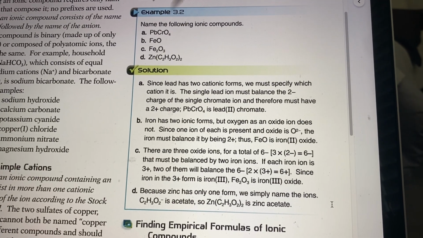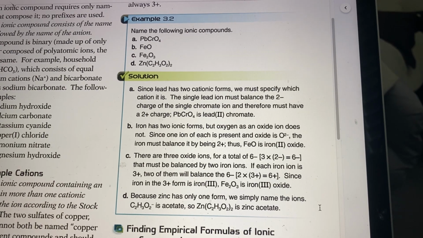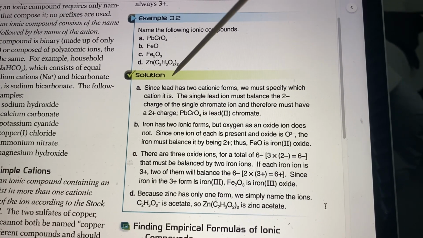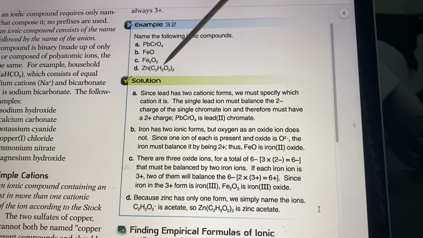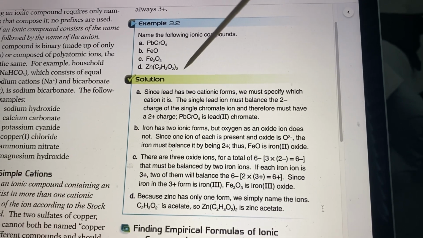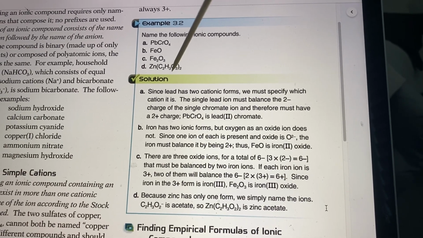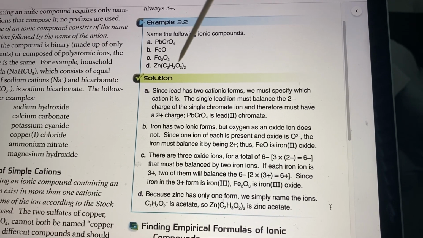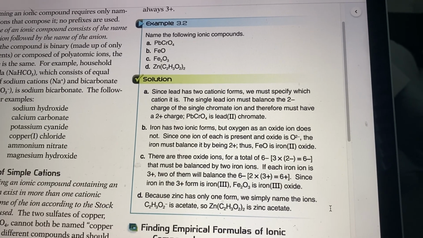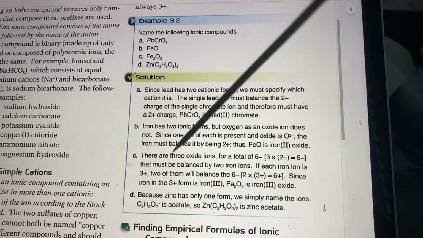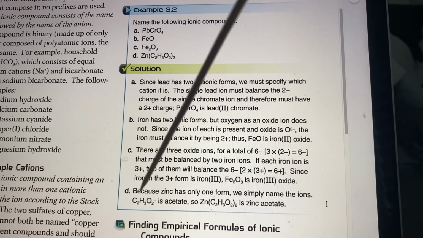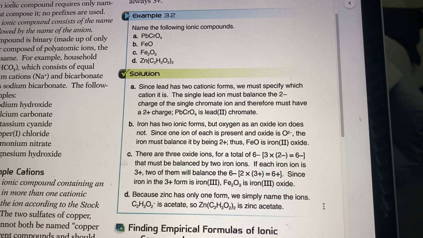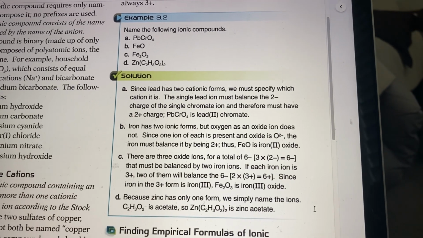But anyway, we're going to go to zinc, and zinc has only 1 form. We simply name the ions. Acetate is negative. So zinc is zinc and acetate is acetate. Acetate is a -1, and here we have 2 of them, so this is going to be 2 negatives, so we know that zinc is going to be 2 positives. Because zinc has only 1 form, we simply name the ions. This is acetate and this is zinc, so you call it zinc acetate. There's no Roman numerals in this one. So you have that? Okay.